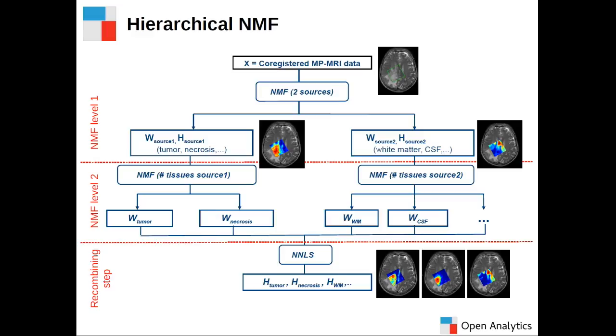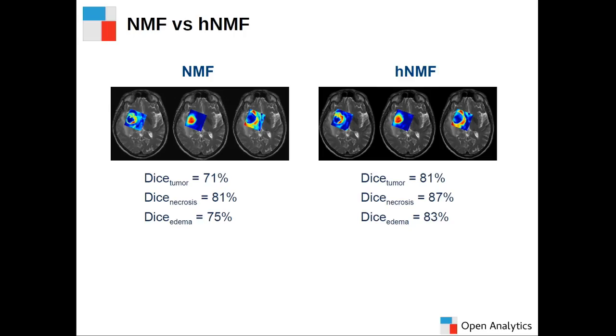So here we have our tissue signatures, but then we still have to recombine, since we analyzed the pixels of this side and of that side separately. We have to recombine all those sources. We can do that using non-negative least squares fitting, and that will give us the abundance maps of all the tissue types. So just to give you an example of a comparison of single level NMF with hierarchical NMF.